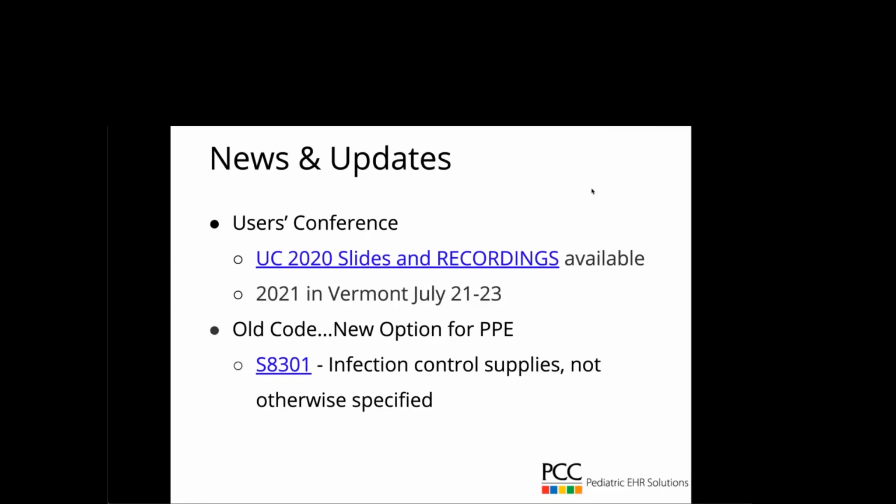It is a non-specific materials code, but we've gotten a tip recently that there is a HCPCS code that some carriers are in fact paying for. So whether they're conscious of it or it's simply one of those that didn't make it into their edit exclusions, the HCPCS code S8301 has a description of infection control supplies not otherwise specified. And if that doesn't describe PPE, I don't know what does.